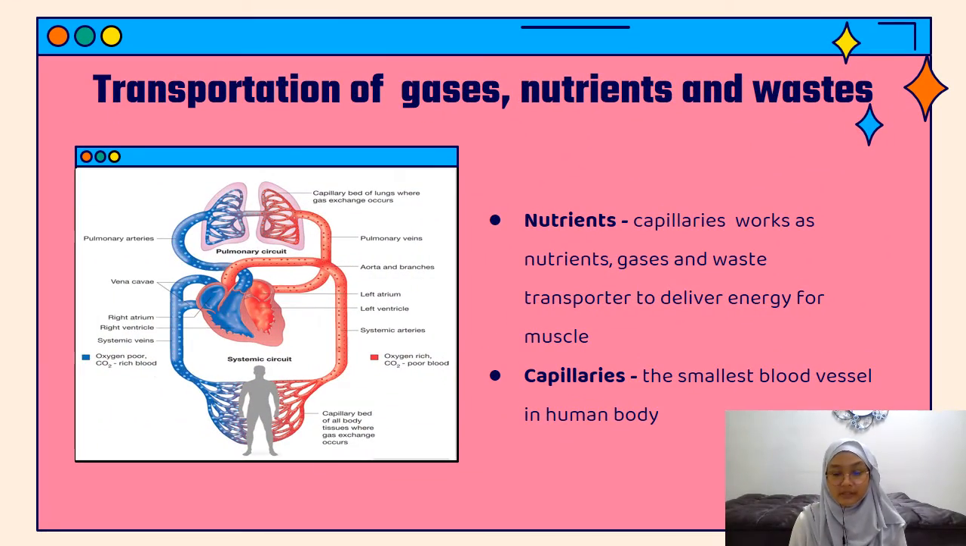In this animated GIF, we could see how the blood and blood vessels work to transport gases, nutrients, and waste. Capillaries work as nutrient, gas, and waste transporters to deliver energy for the muscle. And capillaries are known as the smallest blood vessels inside our body.